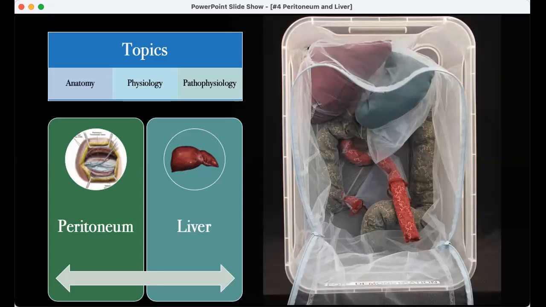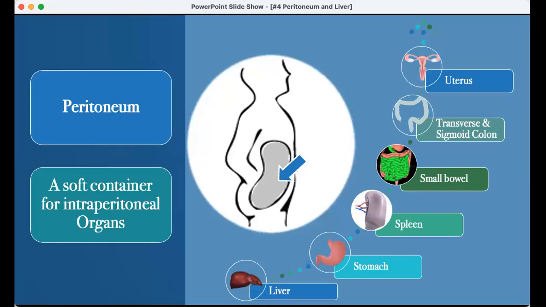And this is showing a depiction of the peritoneum, kind of like a container that holds not all, but quite a bit of the intra-abdominal organs. So the peritoneum, think of it as a soft container for the intraperitoneal organs. And those include the liver, the stomach, spleen, small bowel, transverse and sigmoid colon, and the uterus. So it's kind of a sac.